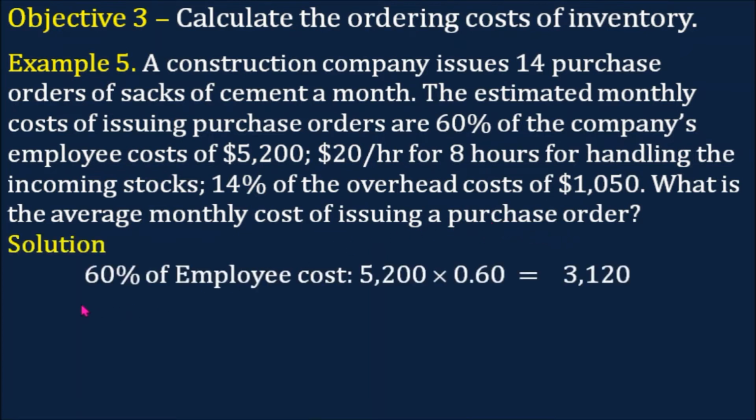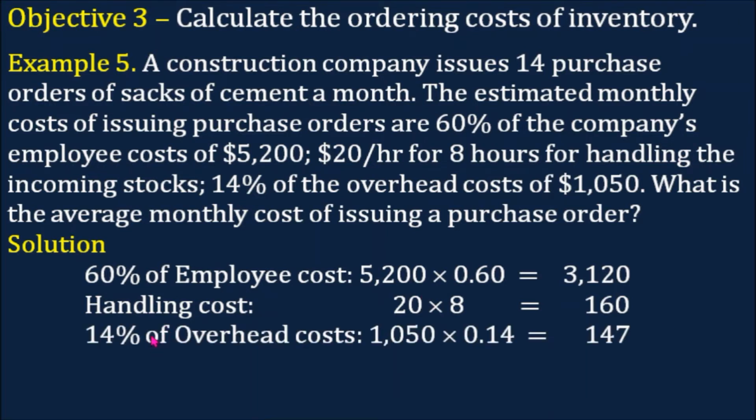So first, we are going to find 60% of employee cost. So that's 5,200 times 0.60, and that is equal to 3,120. Then we have the handling cost. That's $20 per hour for 8 hours. So that's 20 times 8. That is equal to 160. Then we have 14% of overhead cost. Overhead cost here is 1,050, so that's 1,050 times 0.14, and that is equal to 147.